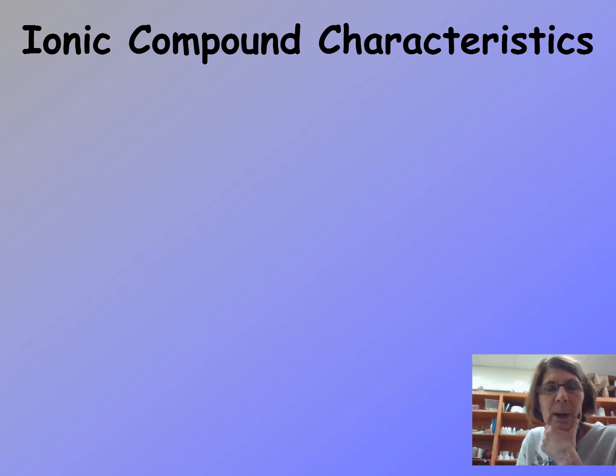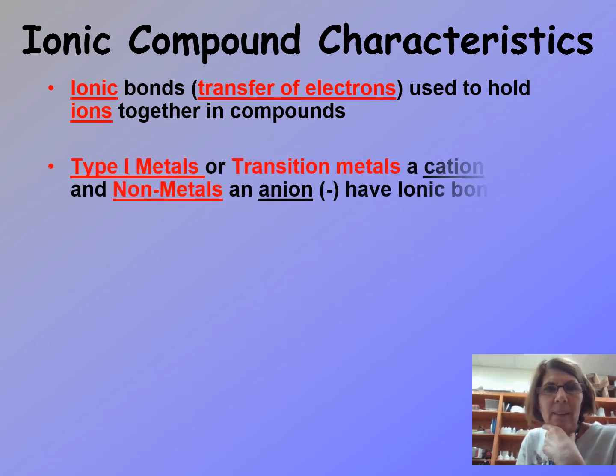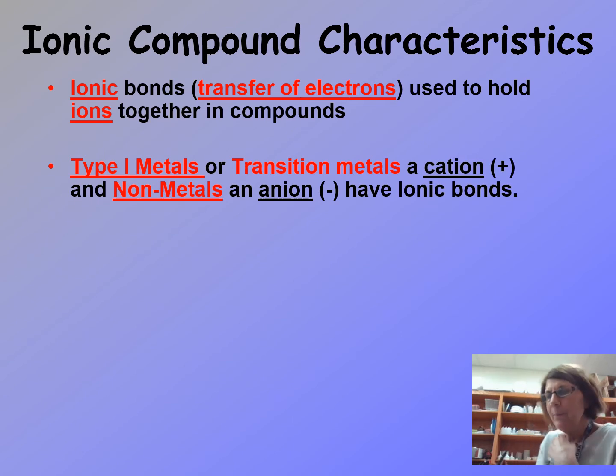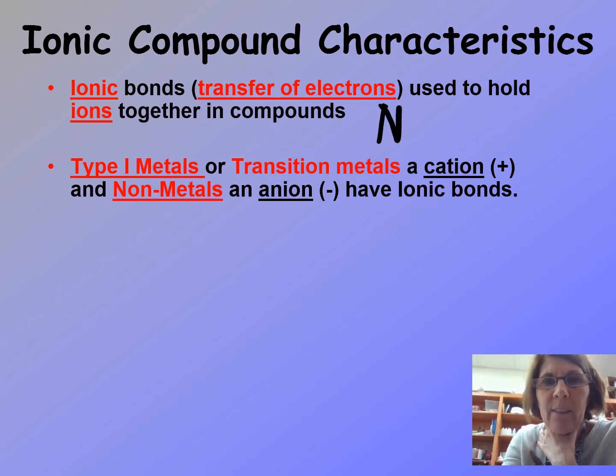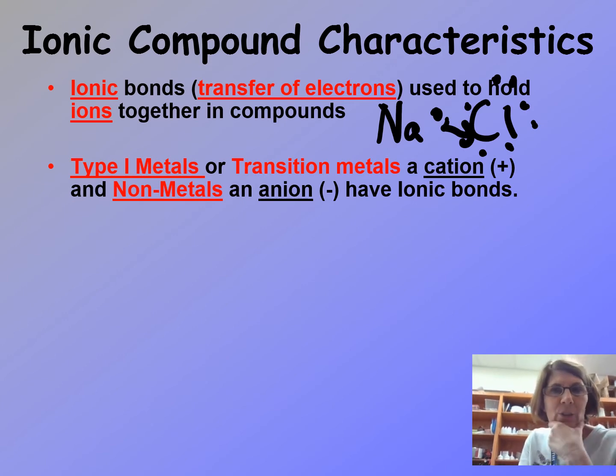So ionic compounds, basically we transfer electrons. For example, when we look at sodium and chloride, sodium has 1 valence electron, chlorine has 7, right? So sodium transfers that electron to chlorine so that it can get its octet of 8.